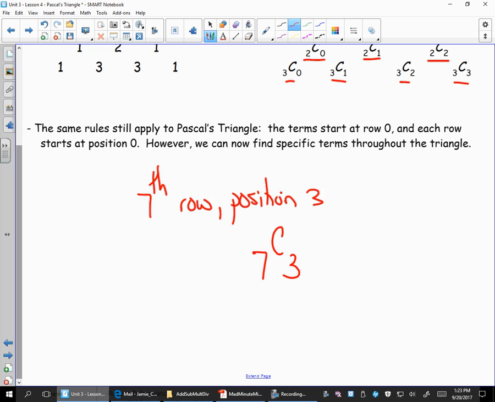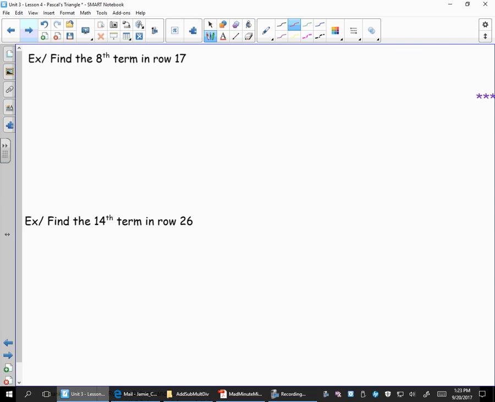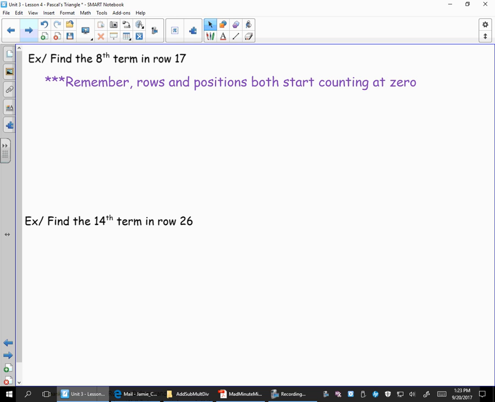Now here's the tricky part. Remember, things start at 0. So I said 7th row position 3. That's not usually how we call that. We're going to give a row number and a term value. So for instance, I want to find the 8th term in row 17. So what I need to think about here, rows and positions both start counting at 0. So row 17 is obvious. It starts with a 17. I don't have to worry about that.